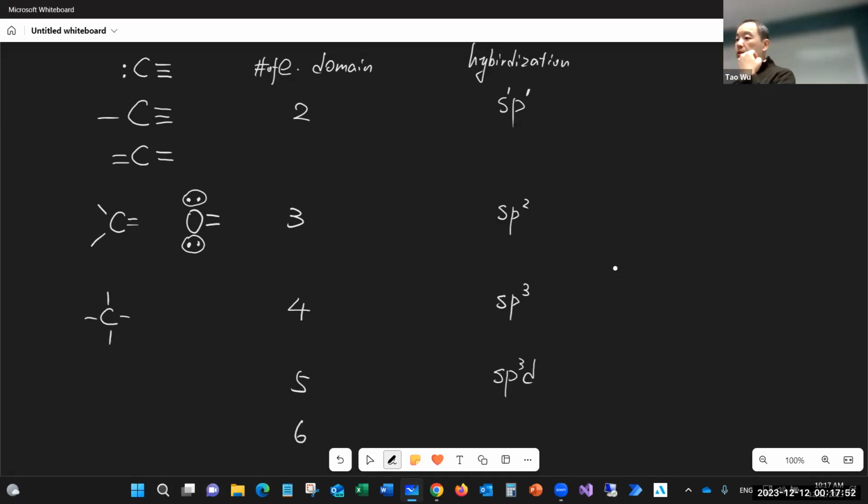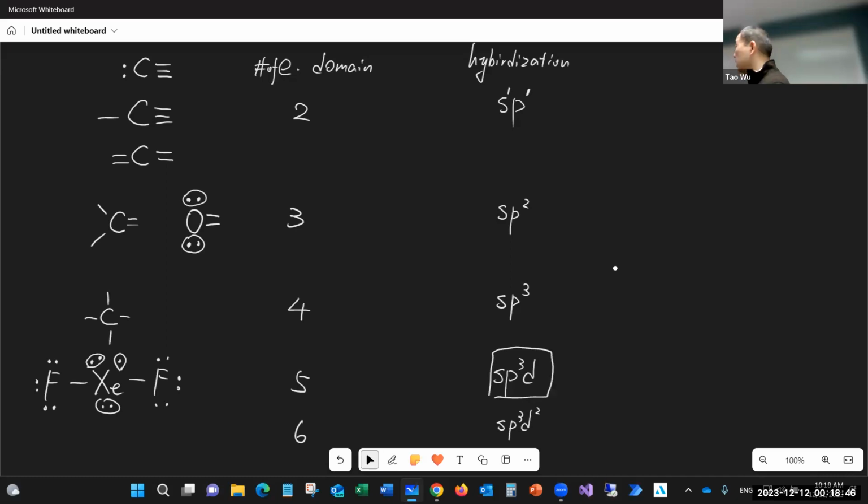Okay, then 6. Then what is the hybridization called? sp3d2 hybridization. Okay, sp3d2 hybridization. So sp3d hybridization, and one of the examples you can see is XeF2. You see, this xenon difluoride, the central atom xenon, has 2 single bonds and 3 lone pairs, and that gives you 5 electron domain, right? So this has a 5 electron domain, then the hybridization will be sp3d hybridization.